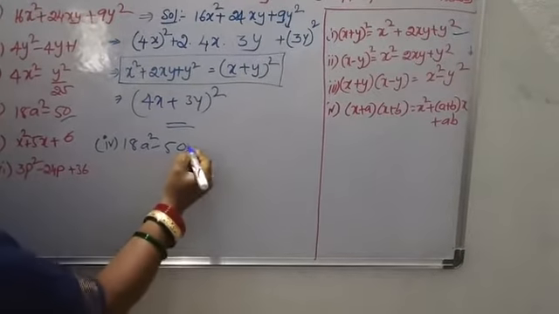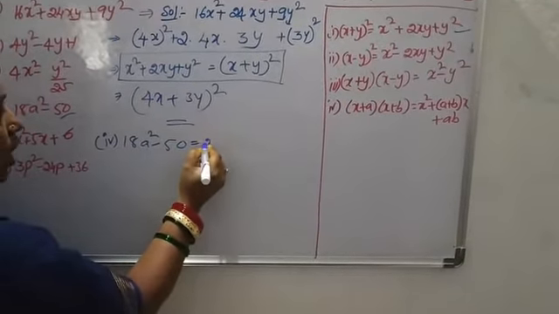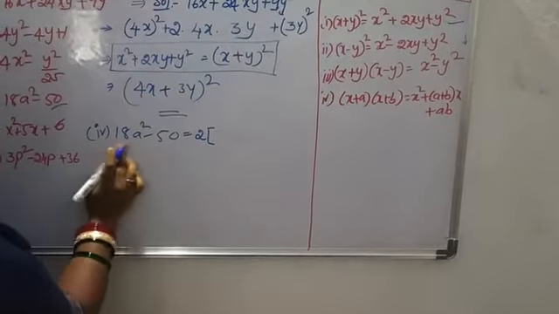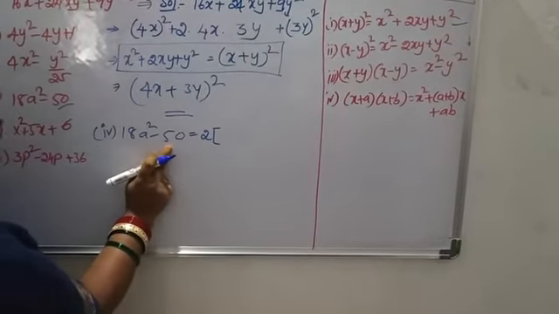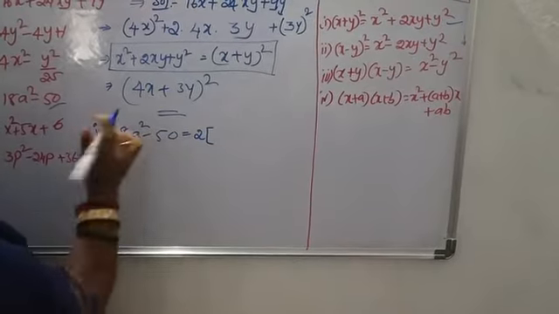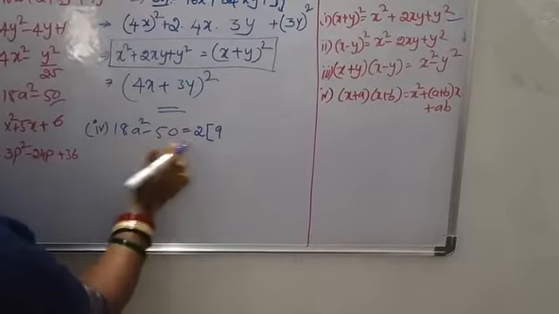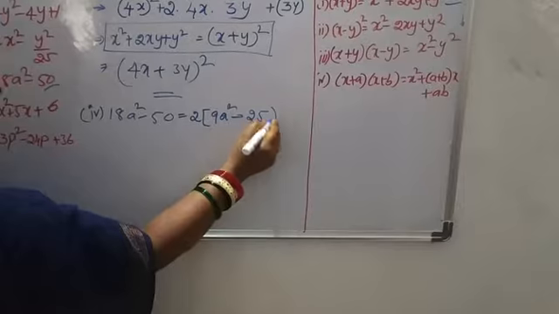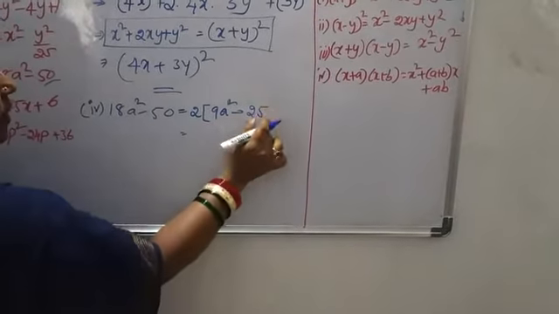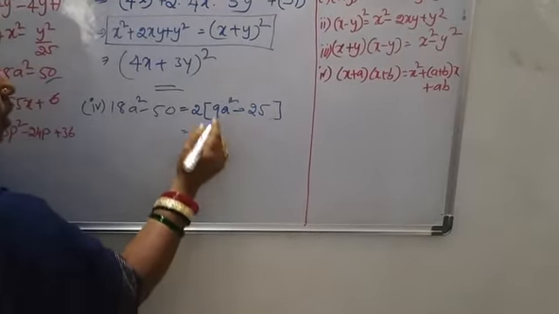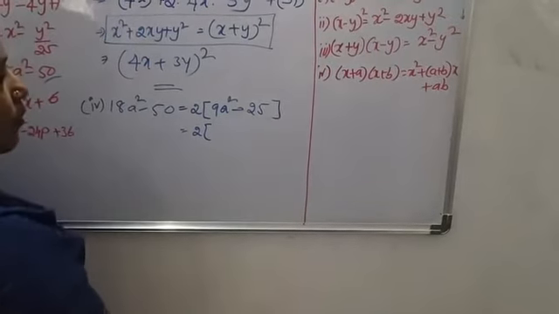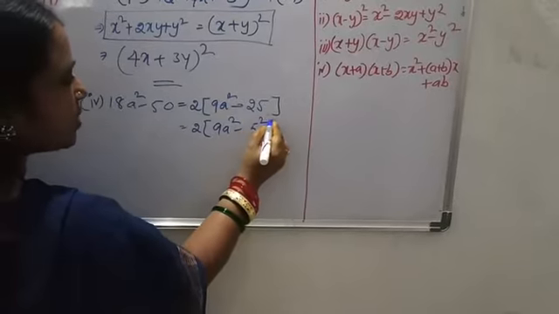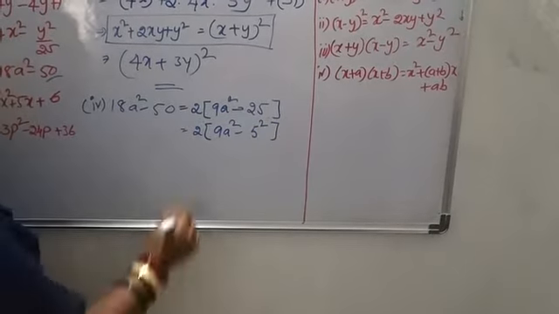So that's why we have to take a common number outside. 2 is a factor of 18, and at the same time 2 is a factor of 50. So I am taking 2 outside, then I am getting in the bracket 2 9s are 18 a square minus 2 25s are 50. Then 2 into, now we can express this in the product of squares of terms. 9a square minus 25, and 25 can be written as 5 square, right? 5 square is nothing but 25.